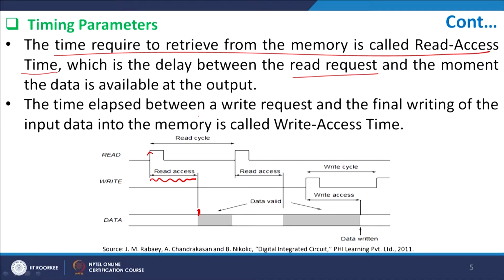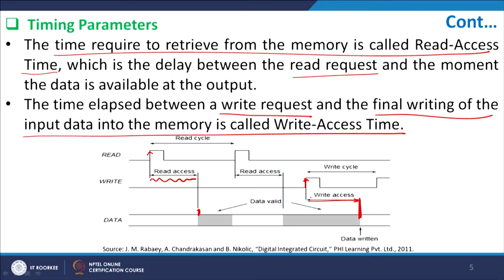Now, similarly, the time elapsed between the write request and the final writing of the input data to the memory is defined as the write access time. When I give a write access, this is my write going high, and the data is written at this particular point. That much duration we define to be the write access time. So, this is the write cycle and this is the read cycle, right.